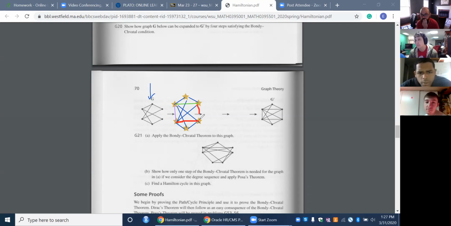Would you add these two? Then you can add that one, right? Yeah. And then that's it. Then you would have this graph. Then you have that, right? And we already found a Hamiltonian cycle.